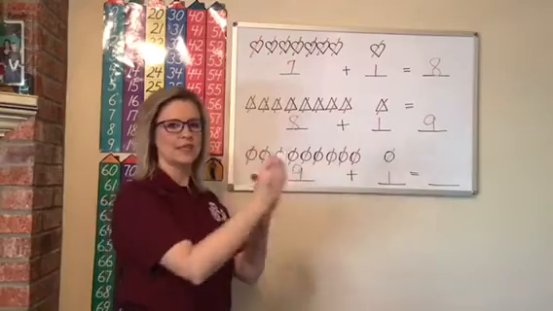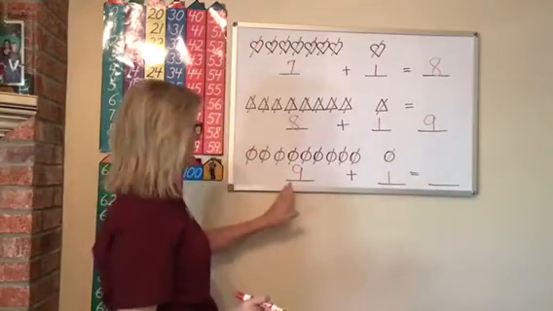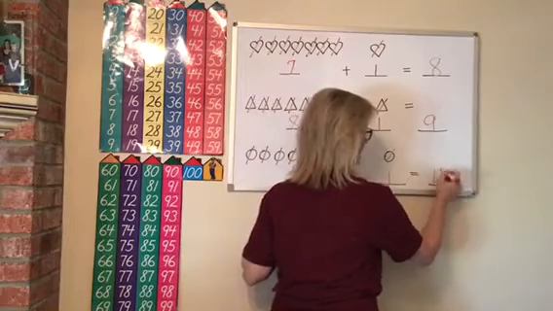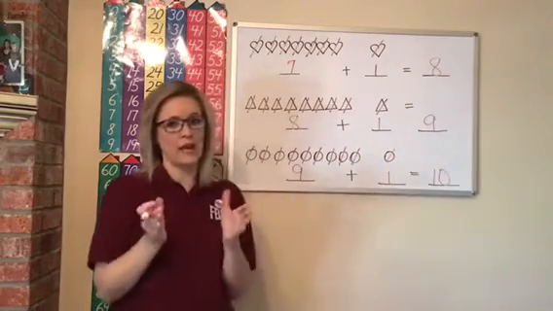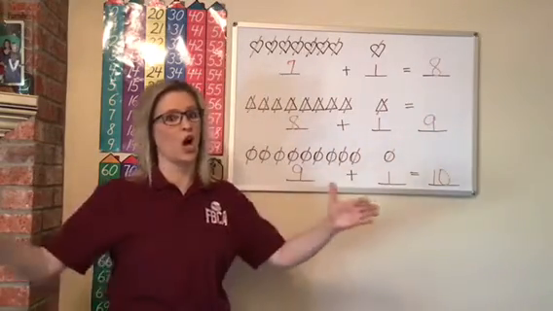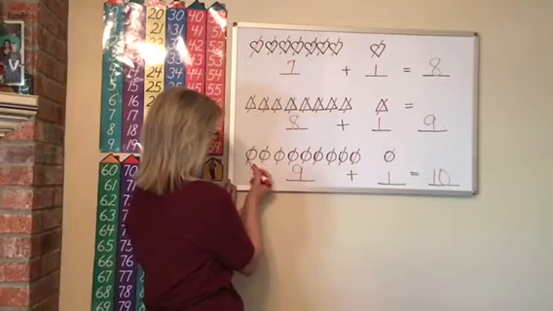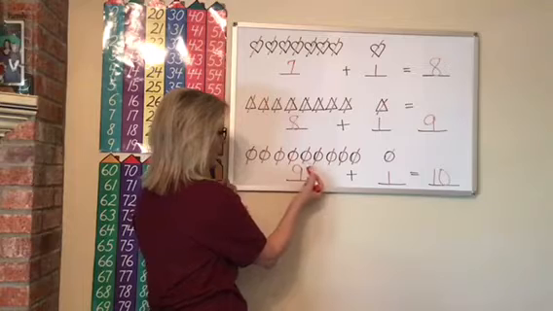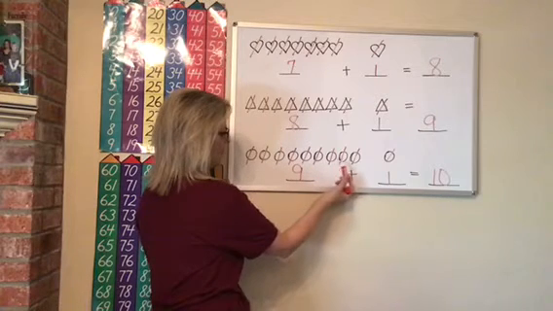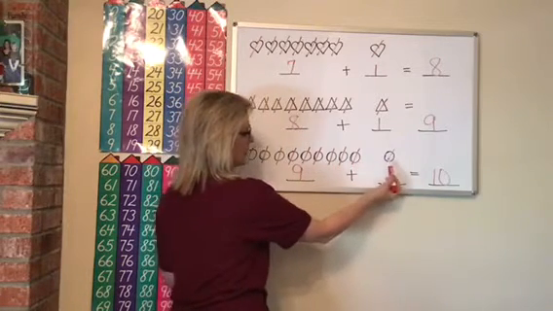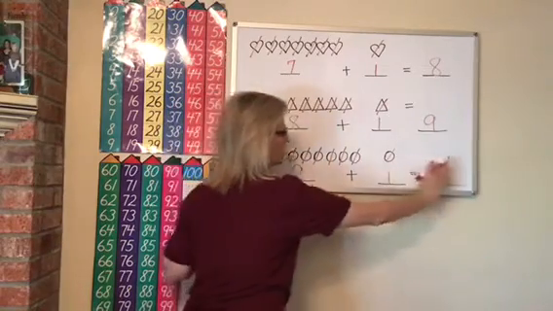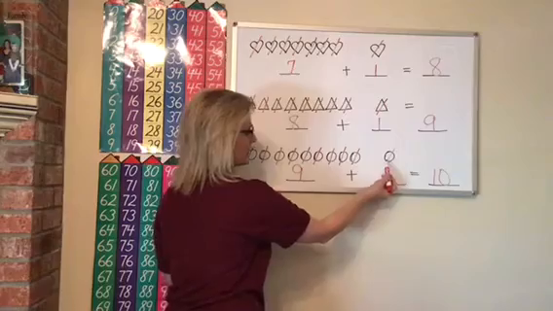Every time we're just adding 1 more. 9 plus 1 is 10. Now, let's make sure we have 10 bouncy balls all together. Ready? 1, 2, 3, 4, 5, 6, 7, 8, 9, 10. So you have 10 bouncy balls all together with that one that your friend gave you.